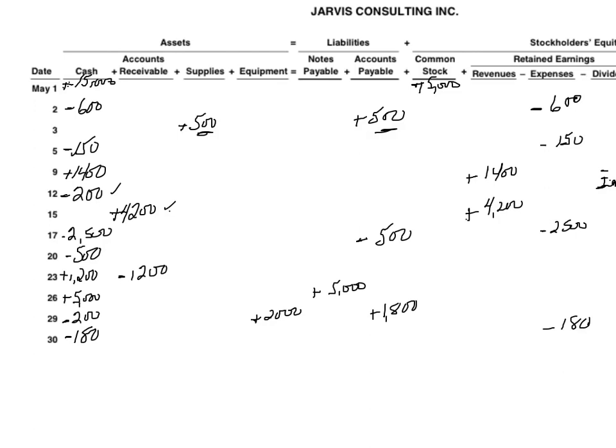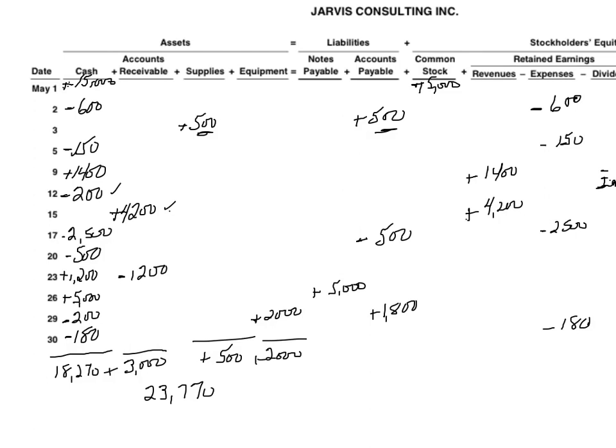So now I totaled the effect all transactions had on cash, such as at the end of May 30th, cash has a balance of $18,270. Accounts receivable has a balance of $3,000. And supplies has a balance of $500 and $2,000 for equipment. So I add these, and I got total assets of $23,770. Now, on the liability side, I have a notes payable of $5,000. So I'll put the equal sign here. Plus, accounts payable of $1,800. You can add that up.